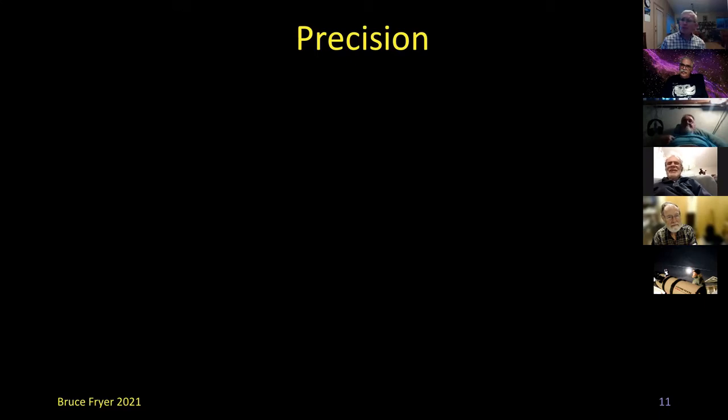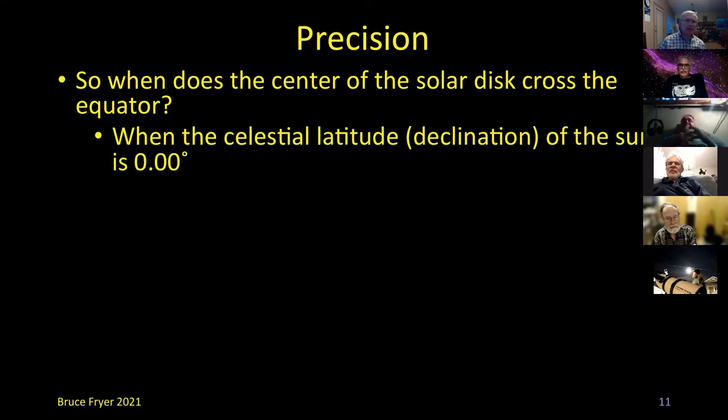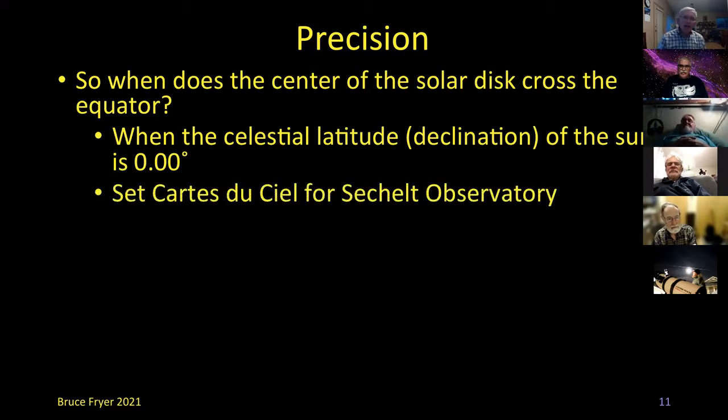Now, precision. As you know, I'm a fanatic about precision, about these things. And so when does the center of the solar disk actually cross the equator? So it's when the celestial latitude, or the declination, technically, of the sun is 0 degrees. So what I did was I took Skychart and I set it for the Sept Observatory.